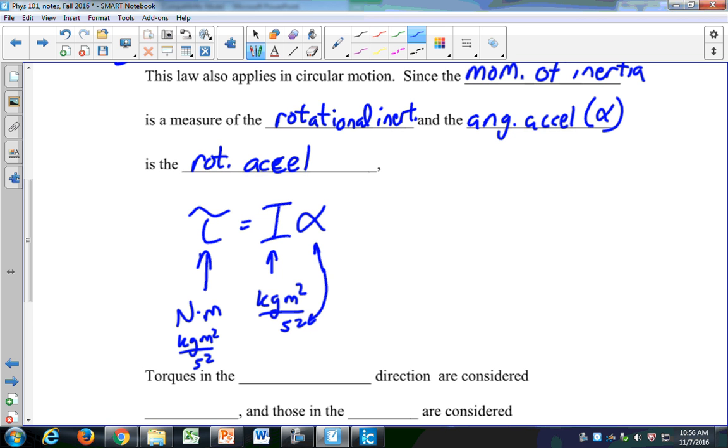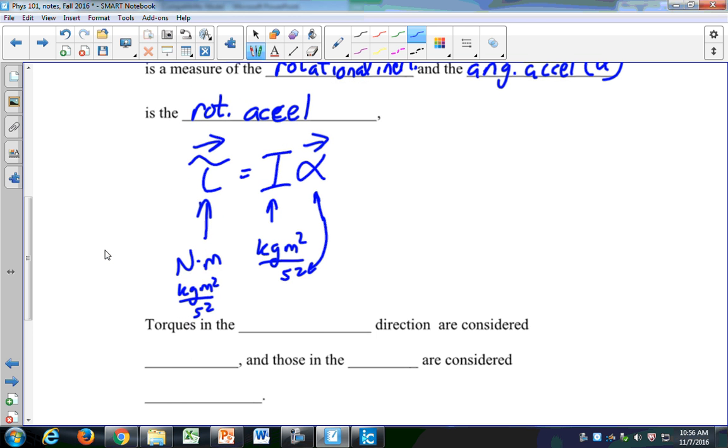But our torque is equal to the moment of inertia times alpha. Torque and alpha are both vector quantities, so we can put arrows over both of them. And when torques are in the clockwise direction, those are considered to be negative. And when they're in the counterclockwise direction, those are considered to be positive.